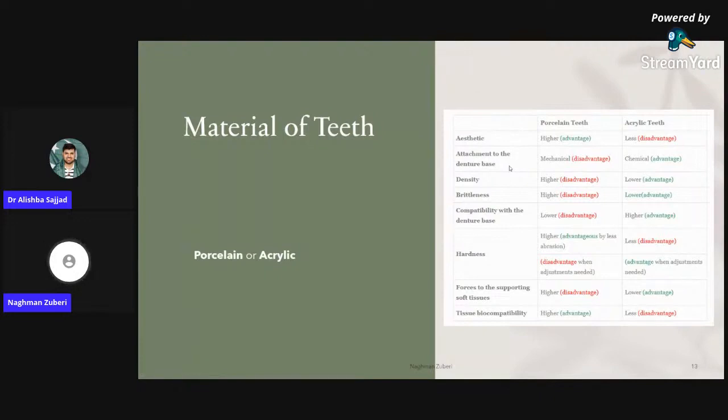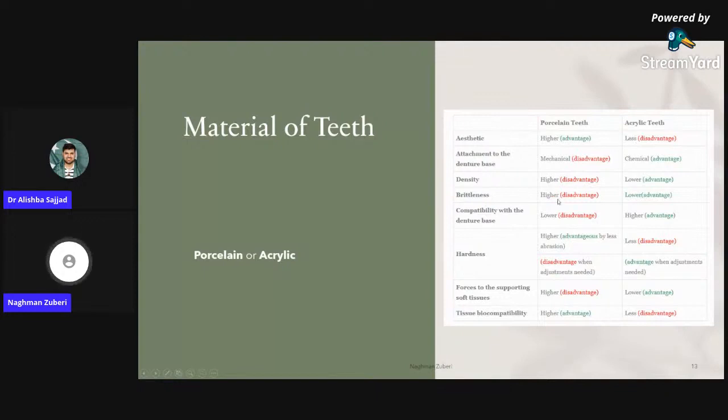Porcelain teeth do not bond chemically with the polymethyl methacrylate, so we need to take advantage of some mechanical retentive means. That is our disadvantage. Whereas acrylic teeth chemically bond to the polymethyl methacrylate denture base, and that is an advantage. Density of porcelain teeth is higher, it is a disadvantage. Of acrylic teeth is lower, which is an advantage. When you are using porcelain teeth, the dentures become quite heavy.